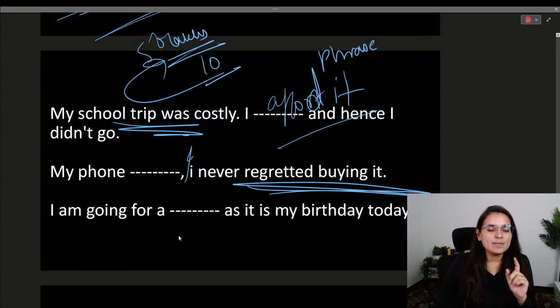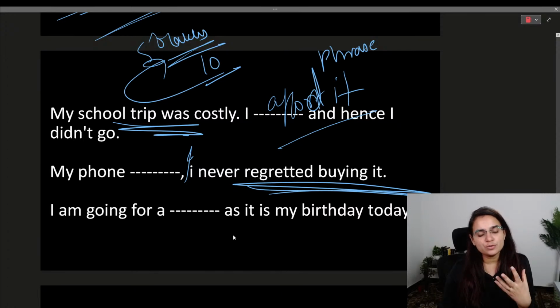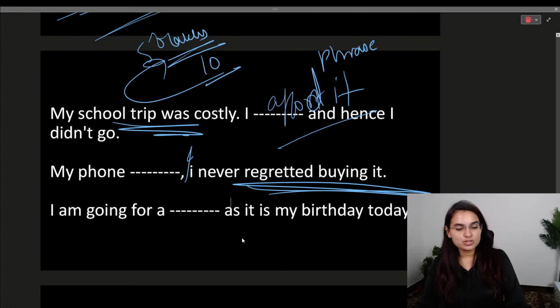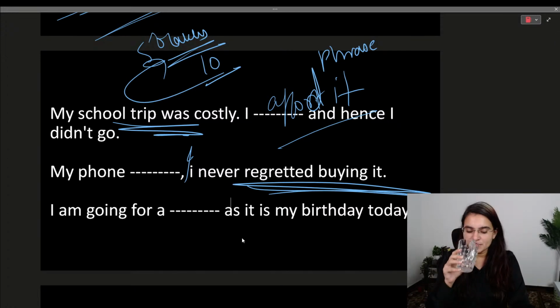Next one. I am going for dash as it's my birthday today. What do you do when you enjoy shopping and it relaxes you? What is the word for that when you enjoy shopping a lot and it gives you happiness?